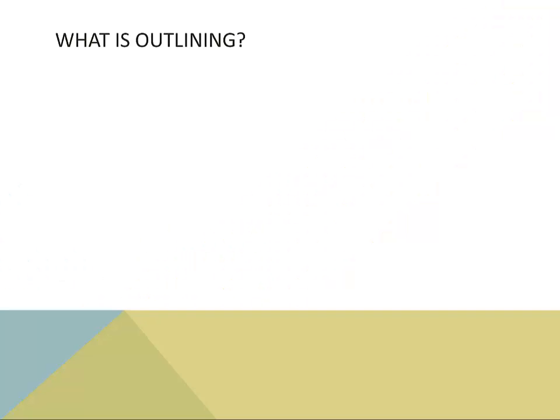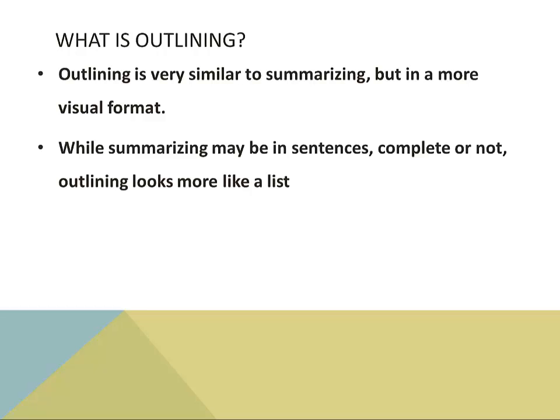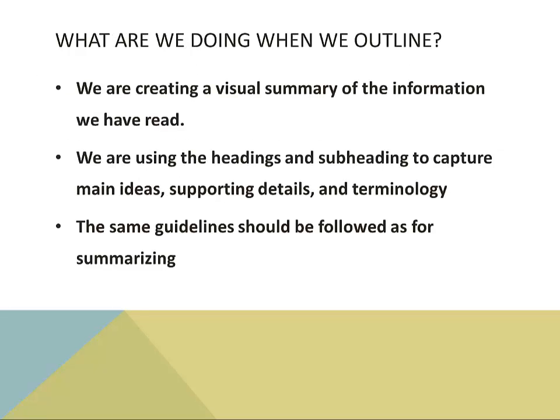So what is outlining? Outlining is very similar to summarizing, but a more visual format. Outlining is guided by the use of titles, subtitles, and key terms. The use of titles, subtitles, and key terms makes outlining look more like a list, while summarizing looks more like sentences. The same guidelines should be followed as for summarizing, which means not writing too little, not writing too much, not copying word for word, etc.